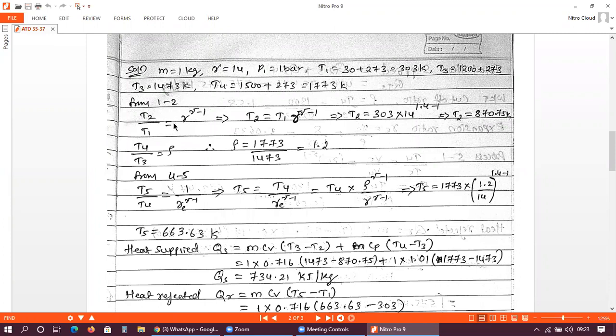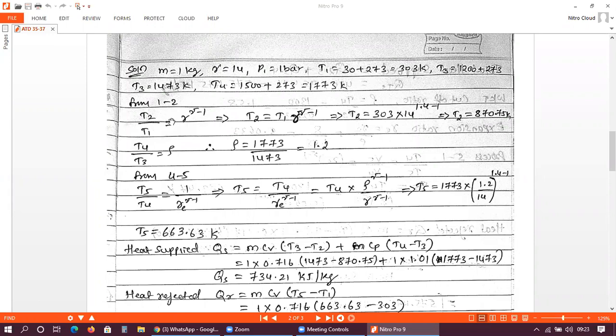So from this equation, we know the value of r. Compression ratio is already given. It is 14. We know the value of gamma. Gamma is nothing but Cp by Cv, right? You can calculate because Cp and Cv values are given. So you will get the gamma value as 1.4 only. We also know the value of T1. T1 is already given, 30 degrees plus 273, 303 Kelvin.